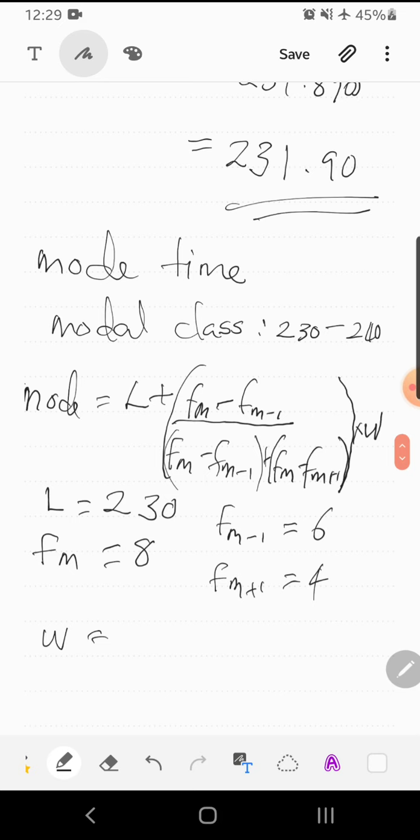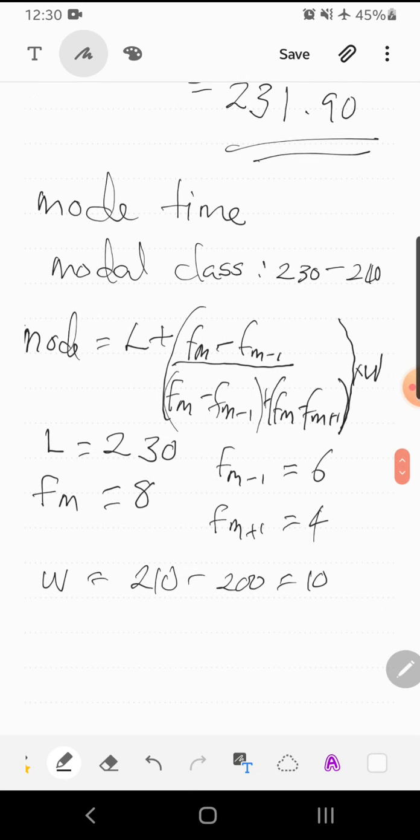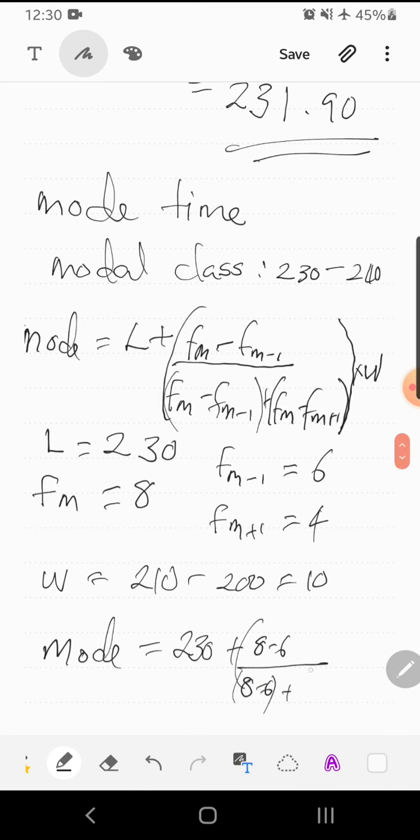Just get any two lower limits or any upper limits and find the difference. You can say 210 minus 200. This gives you 10. So that is our class width. So we can then just put all our terms in the formula, and we find the mode is just 230 plus, open brackets, 8 minus 6 over 8 minus 6 plus 8 minus 4, multiplied by 10.